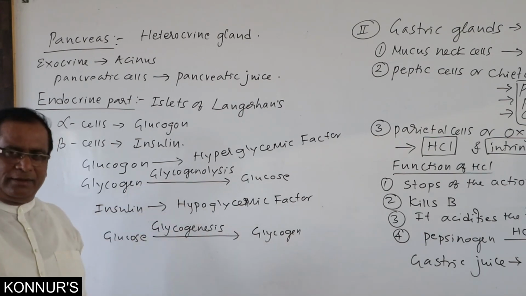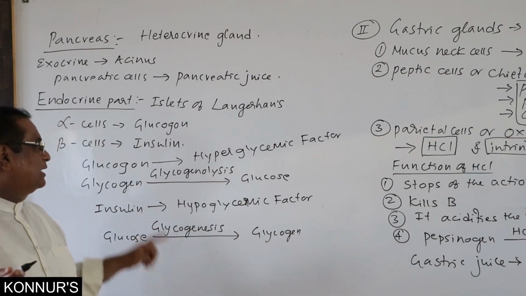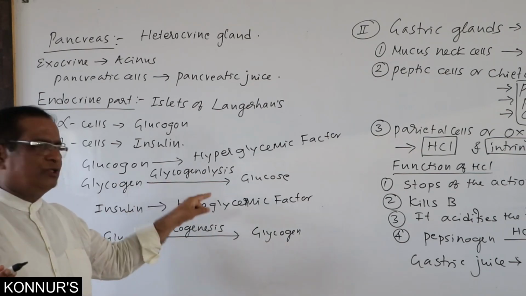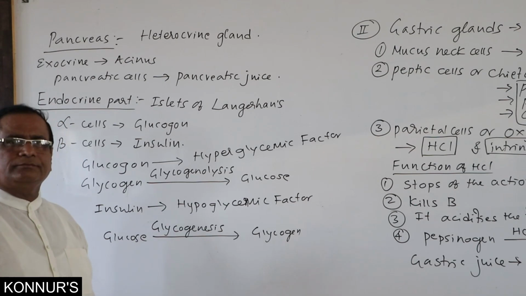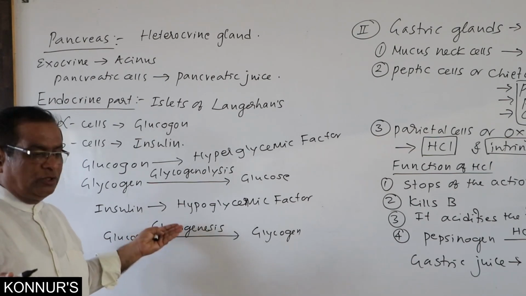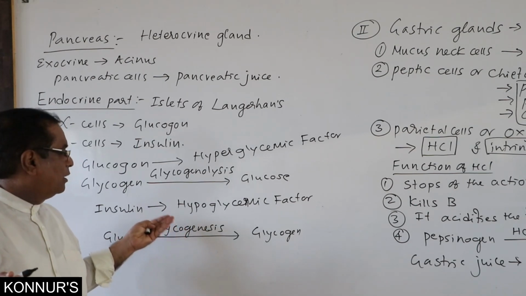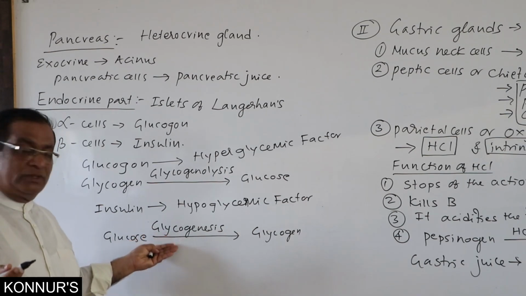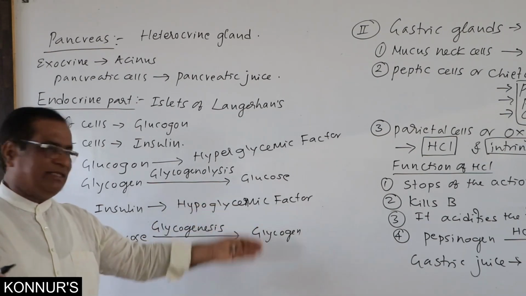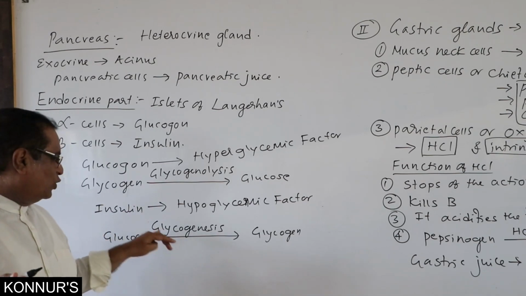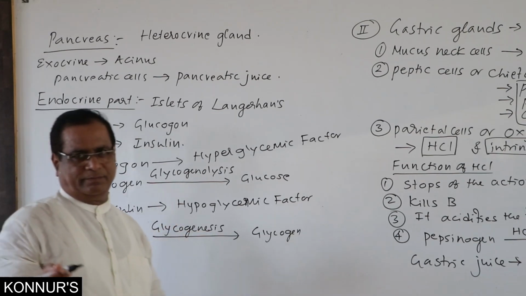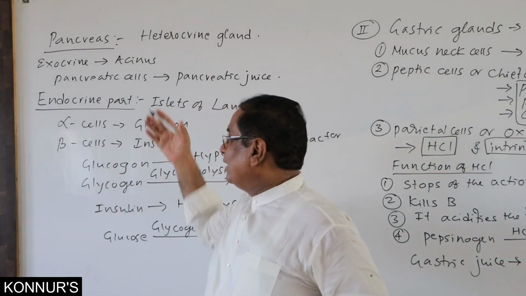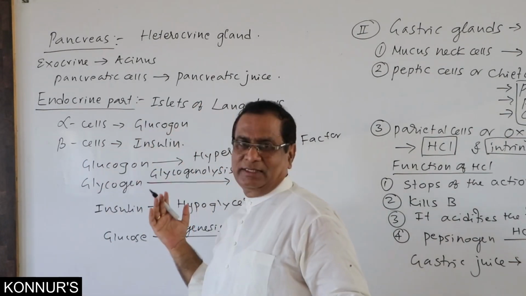Which of the following process is hyperglycemic? Glycogenolysis. And which of the following process is hypoglycemic? That is glycogenesis. It's about any questions concerned to pancreas they can ask.